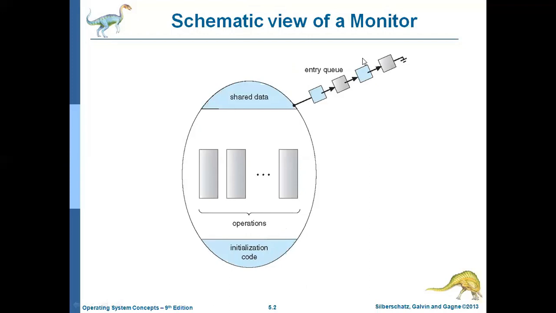Here a process can enter into the monitor. There are a number of processes in the queue. Each and every process, first in first out, will enter into the monitor to execute its operation. Here we have to share the data. Here it will perform the different operations, either wait operation or signal operation. In a particular program we have to initialize the code here. This is the schematic view of a monitor.